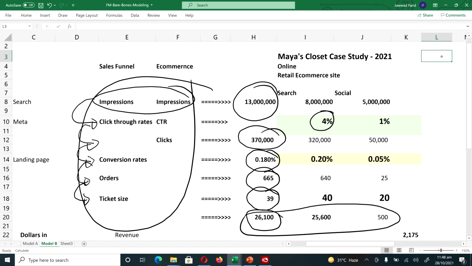As I said, this is very simple, very basic, very bare bone model that's geared towards answering a core question for Sabine and Altamash, and that question is, what do we need on the search impression side to cross $26,000 in sales? And the answer is, roughly speaking, about 13 million impressions. Now, some of these impressions can come from the search side, some can come from the social side. You can play with the mix.